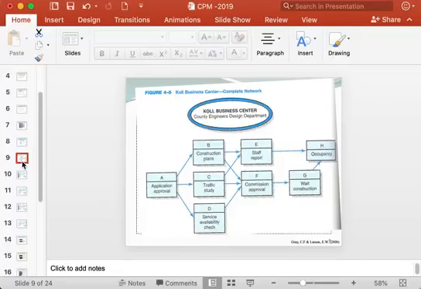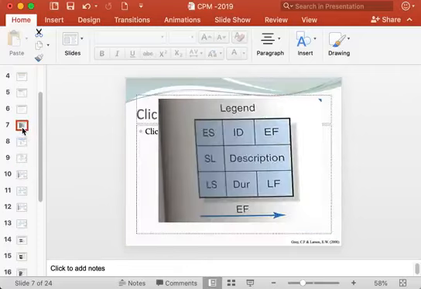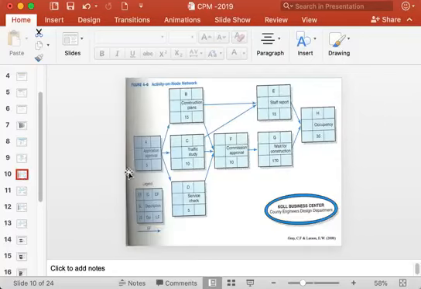So after drawing this rough network, then you draw the finished, more finished network, using this legend. But just fill in the identification cell, description and duration, and keep the rest of the cells empty, because we need to calculate the times.